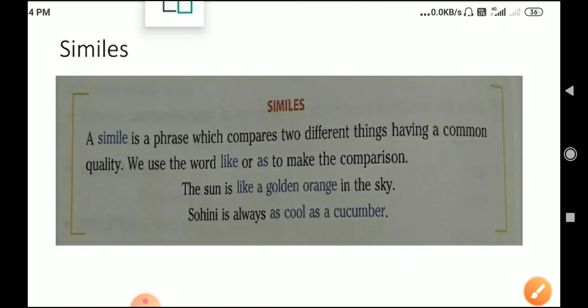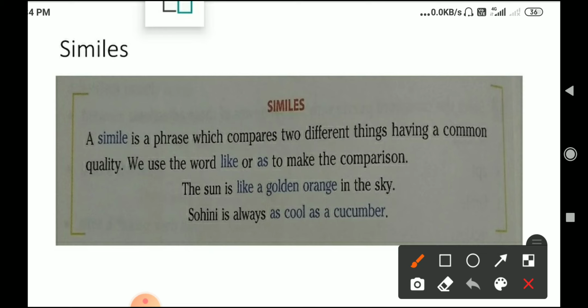Now the simile comes. A simile is a phrase which compares two different things having a common quality. We use the words like and as to compare two things. The sun is like a golden orange in the sky. So here the sun and the orange are compared with the color golden. So this golden is the adjective. It is presented by the use of the simile.